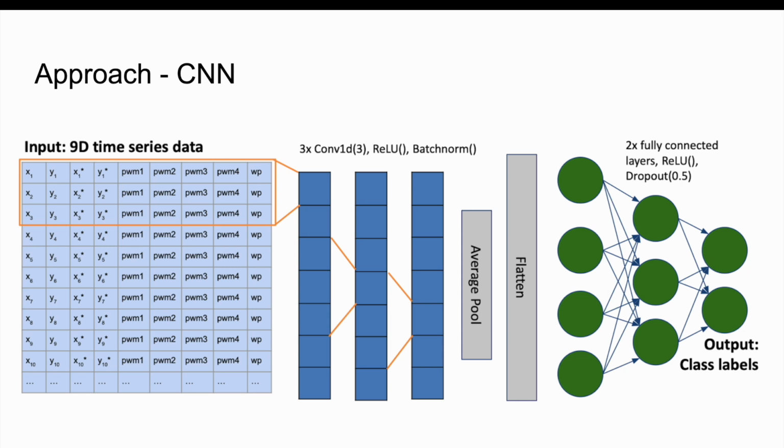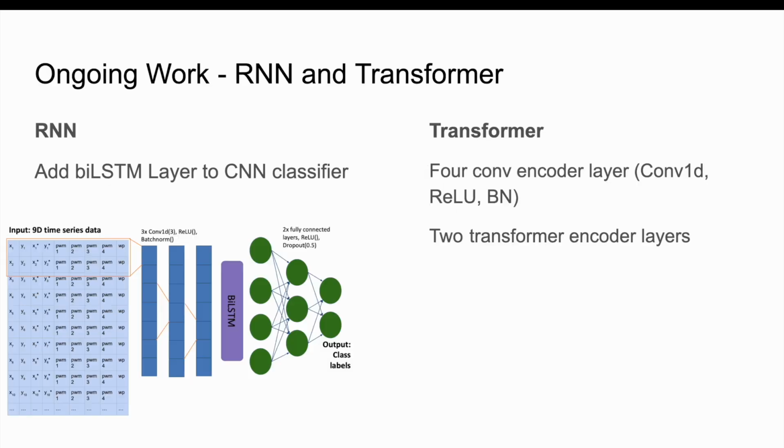Our first advanced deep learning method is a CNN, where we feed in our 9 degree of freedom time series data. We have 3 1D convolutional layers with batch norm and ReLU, average pool and flattening layers, and then 2 fully connected MLP layers, followed by a softmax, which gives the class labels. We're also working on RNN and transformer architectures. For the RNN, we add a bidirectional LSTM layer into our CNN classifier. And for the transformer, we use 4 convolutional layers followed by ReLU and batch normalization with 2 transformer encoder layers.